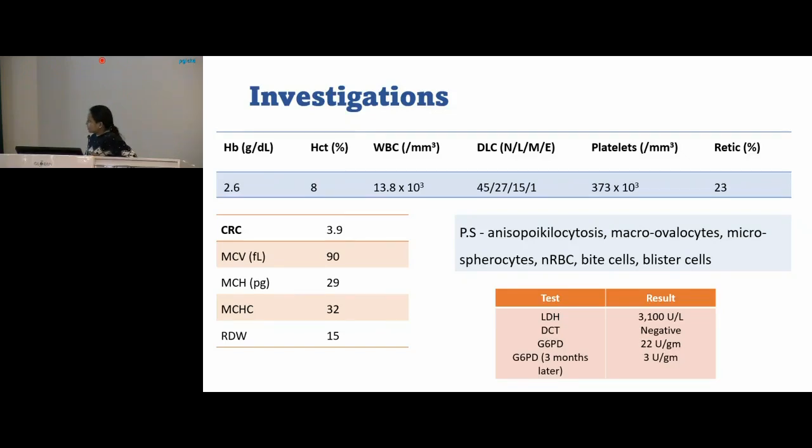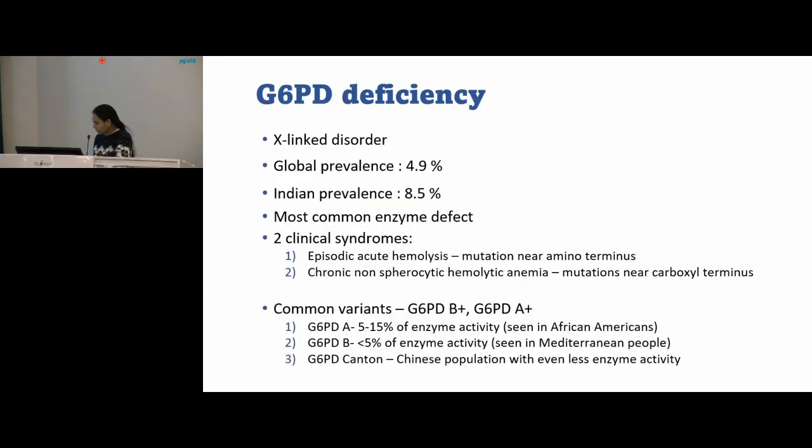So the G6PD was repeated 3 months later, and then it was found to be deficient, somewhere around 3 international units per gram. So we are dealing with a G6PD deficiency case, and it is an X-linked recessive disorder. The global prevalence is somewhere around 4.9%, which is a little bit more in India. Indian prevalence is around 8.5%.